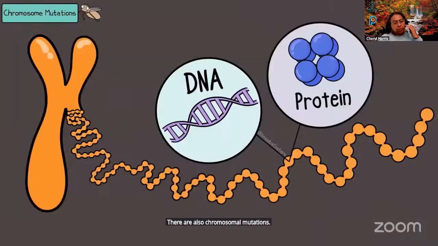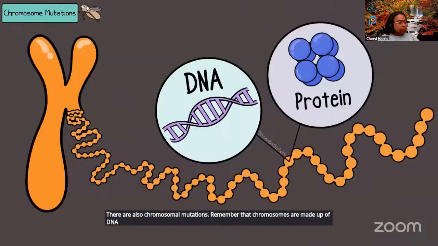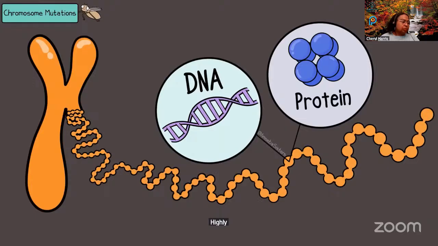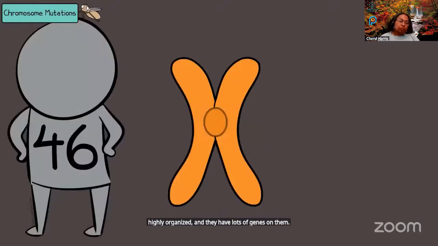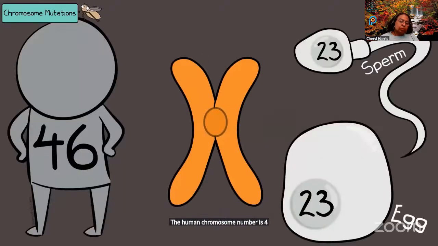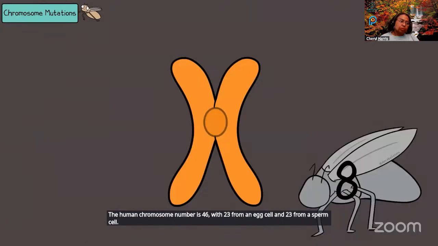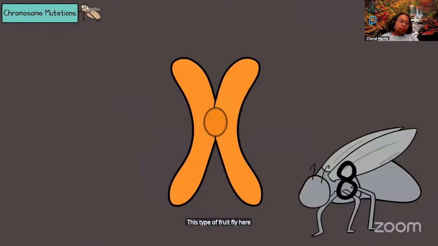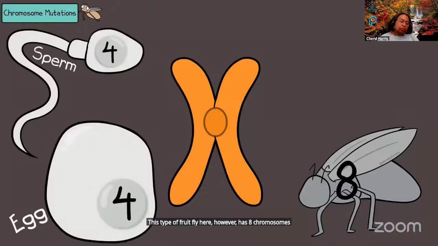Remember that chromosomes are made up of DNA and protein, highly organized, and they have lots of genes on them. The human chromosome number is 46, with 23 from an egg cell and 23 from a sperm cell. This type of fruit fly here, however, has 8 chromosomes, so 4 came from an egg cell and 4 came from a sperm cell.